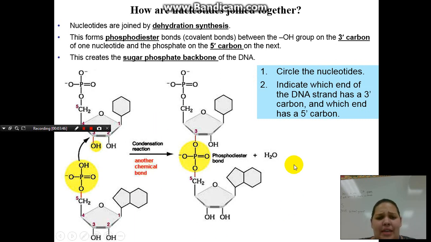We're going to go ahead and go into this in detail in class, and we'll even make a little candy DNA. Yummy, yummy. So if you can, try and circle the nucleotides and indicate which end of the DNA strand has the 3 end and which has a 5 end carbon.